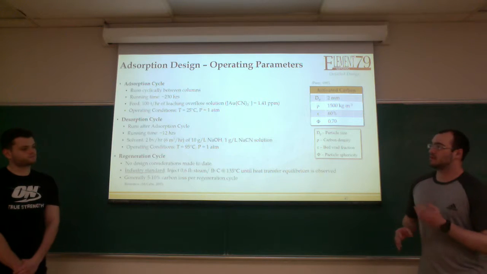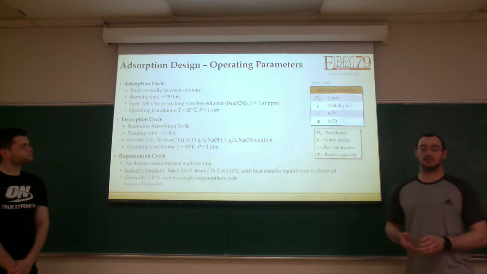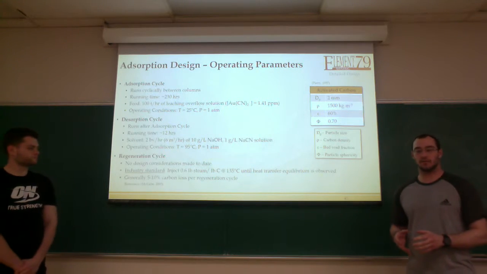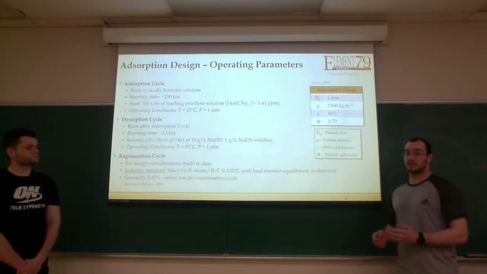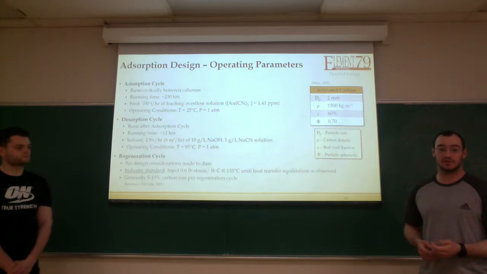So once we have that completed, we have 3 different cycles. We have an adsorption step, a desorption step, and a regeneration step. The adsorption step strips the gold from the solution and loads it onto the carbon bed. The desorption step does the exact opposite and removes gold. And the regeneration step is just to reactivate the activation sites.